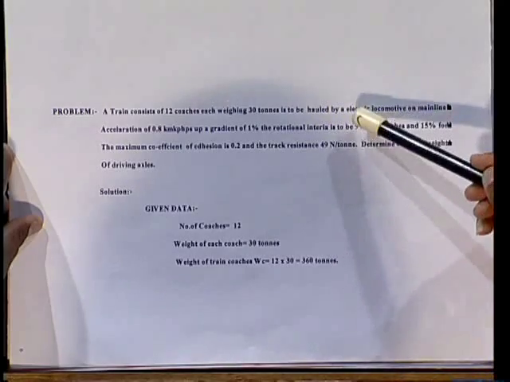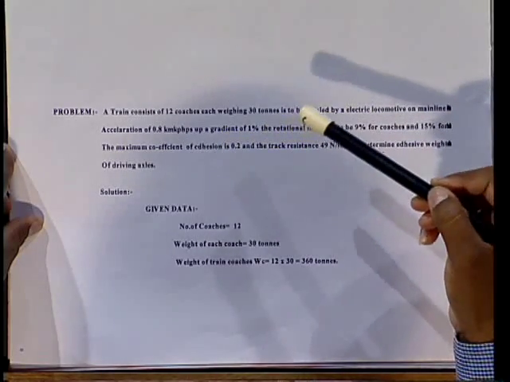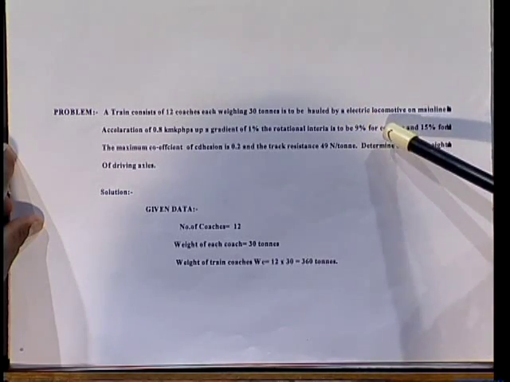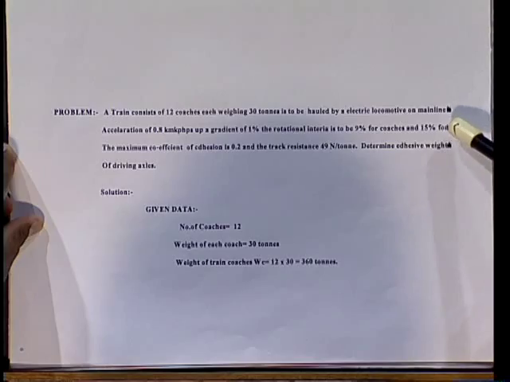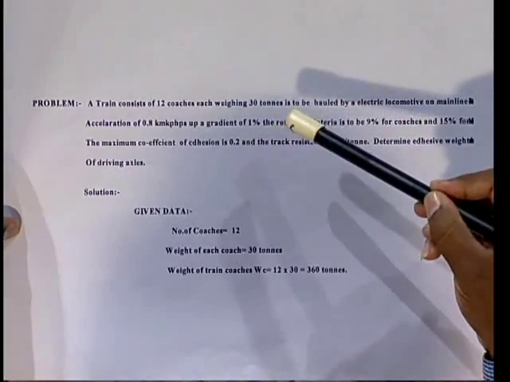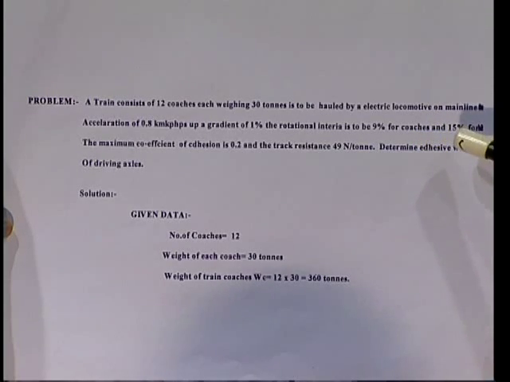Let us see the next problem. A train consists of 12 coaches, each weighing 30 tons, to be hauled by an electric locomotive on a main line. An acceleration of 0.8 km/hps, up a gradient of 1%, the rotational inertia is to be 9% for coaches and 15% for the locomotive. The maximum coefficient of adhesion is 0.2 and the track resistance is 49 Newton per ton. Determine the adhesive weights and also the number of driving axles.